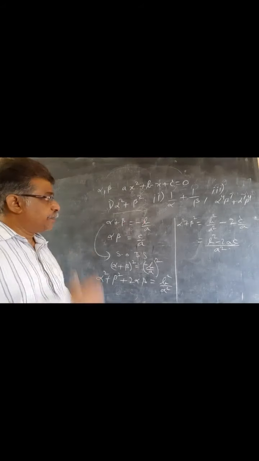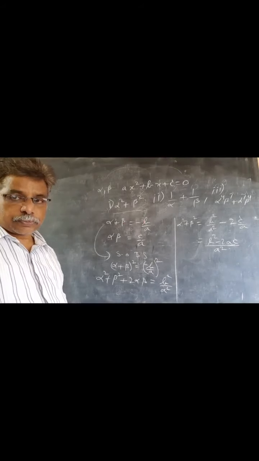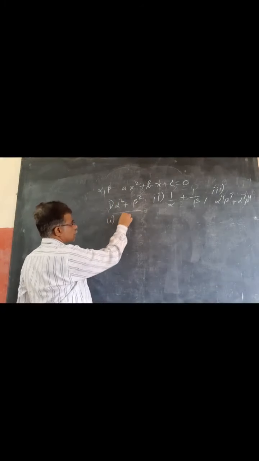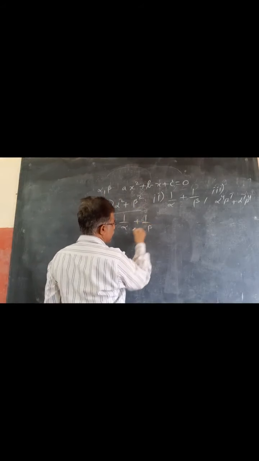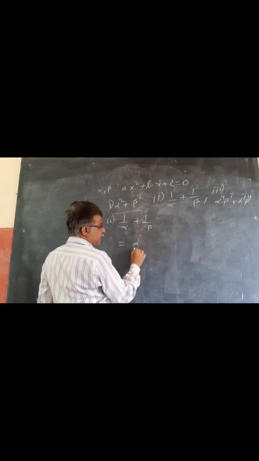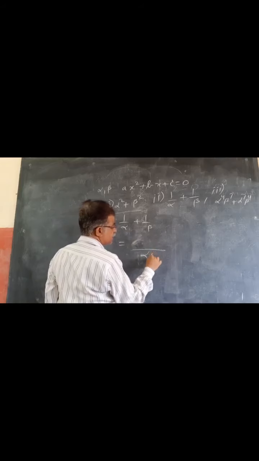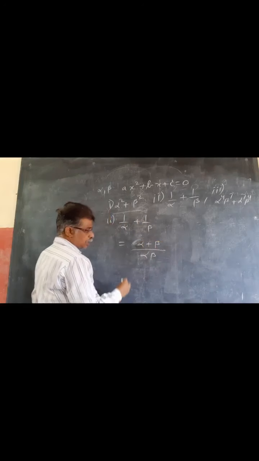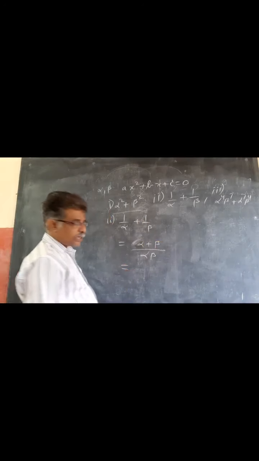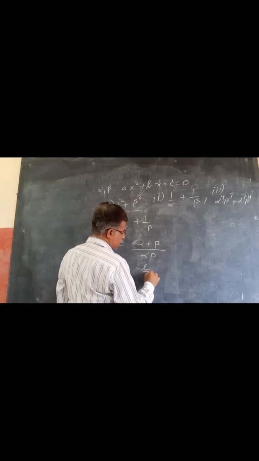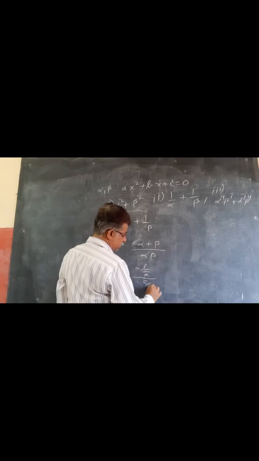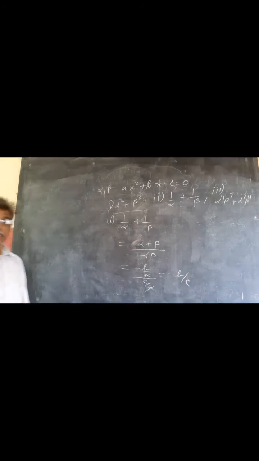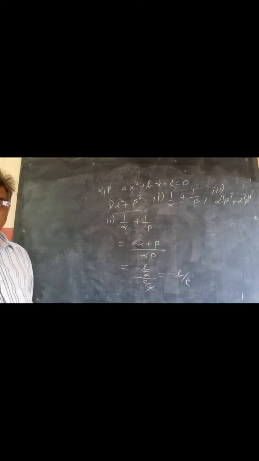Similarly, we can find 1 by alpha plus 1 by beta also. 1 by alpha plus 1 by beta is nothing but, if I take alpha beta as the LCM, I will get beta plus alpha, which is nothing but alpha plus beta. So the alpha plus beta value I know, minus b by a. The alpha into beta value I know, c by a. The a cancels, so what is left is minus b by c as the final result.